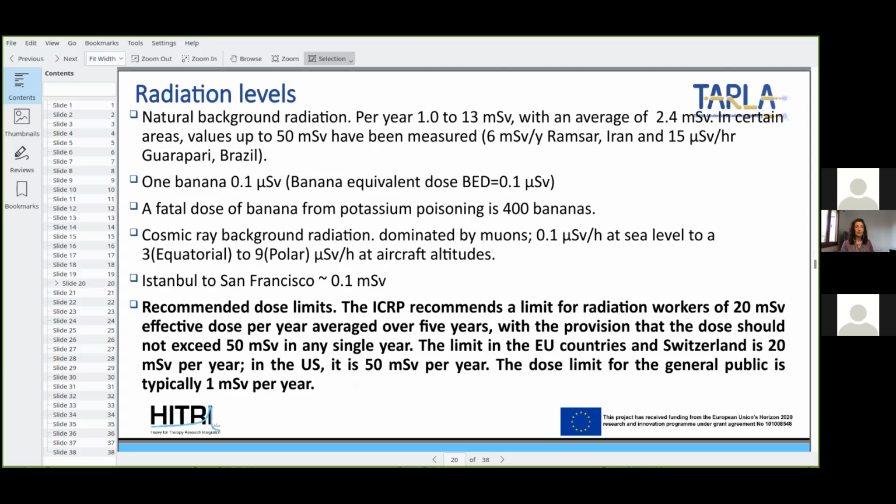So a word about these limits. Typically the ICRP sets limits on how much dose a radiation worker can get. This is done at kind of a world standard, which is 20 millisieverts per year, provided that no 1 year exceeds 50 millisieverts. This is essentially a compromise because there's a difference in rules between EU countries and Switzerland, where it's limited to 20 millisieverts per year, compared to the United States, where it's 50 millisieverts per year. In both cases, the dose limit for the general public is 1 millisievert per year.